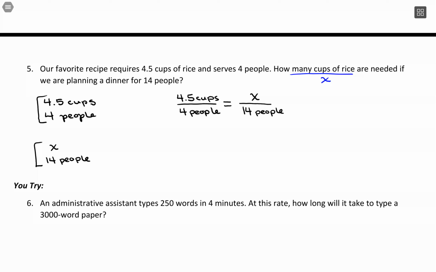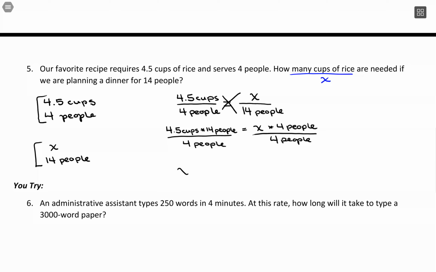And then it becomes our cross multiplication problem. So let's see, we'll have 4.5 cups times 14 people equals x times 4 people. But we want to get x all alone on one side of the equation, so we're going to divide by 4 people, divide by 4 people.